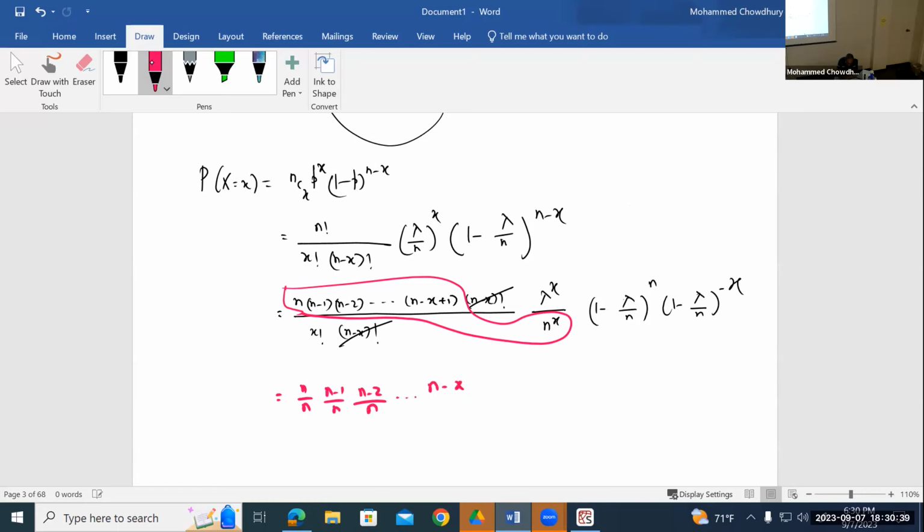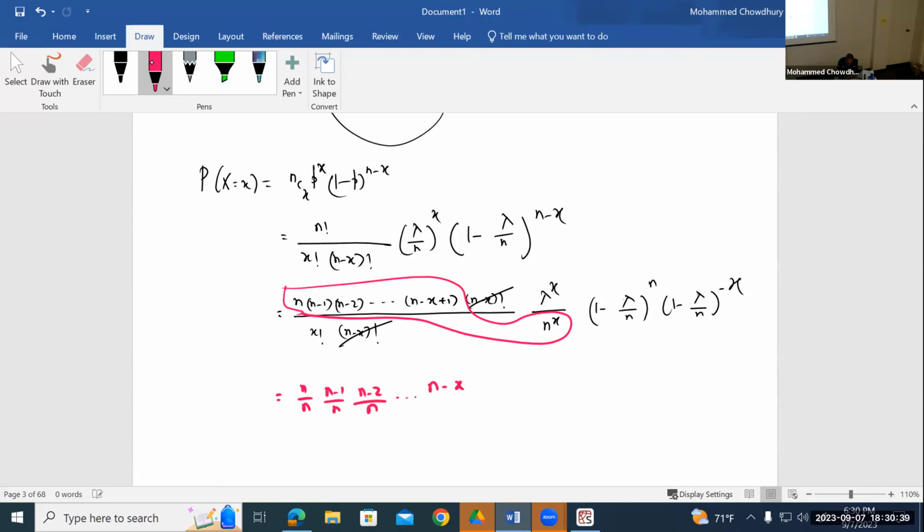Okay. If you are clear on that one, let me vanish this thing first. So how can I do that? This is cancelled out. This is 1 minus 1 over n. This is 1 minus 2 over n. And this is 1 minus x minus 1 over n. Clear? This one is clear, right?